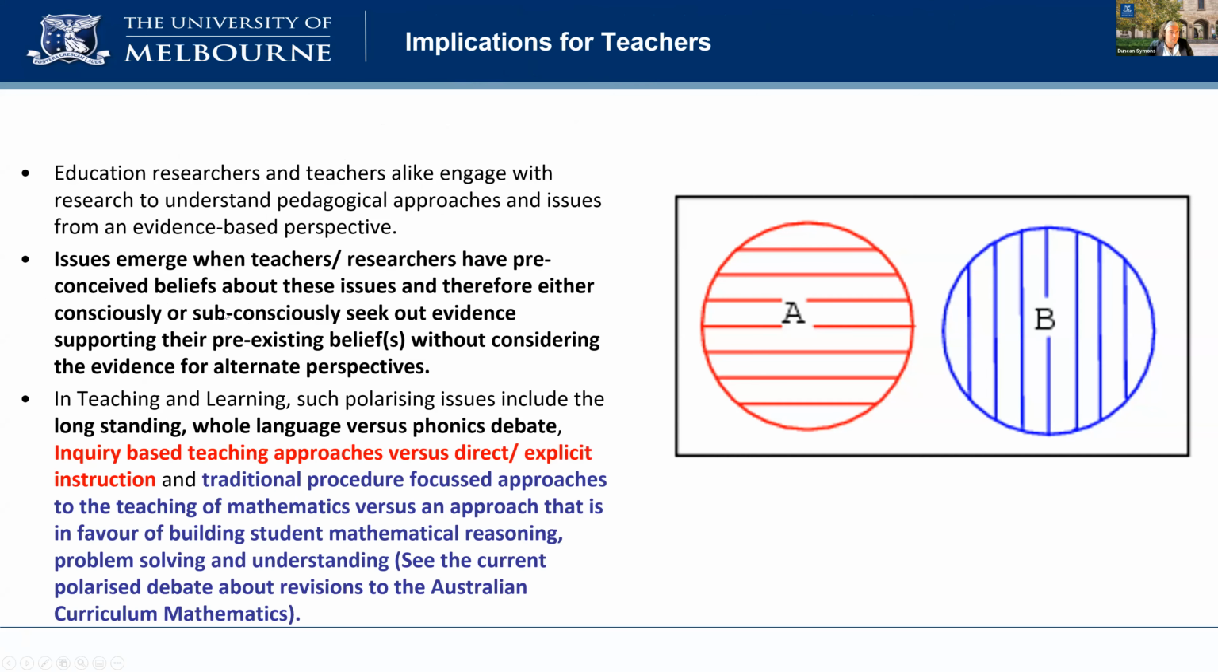Whoop, I think we'll move past that one. Oh, actually, no, this is probably pretty important. I just wanted to point out some of the polarizing views that we see, things like whole language versus phonics debates, inquiry-based teaching versus direct explicit instruction. In maths, we see traditional procedure-focused explicit and direct instruction versus problem solving and reasoning-based approaches. What we don't see enough of is that all of these approaches have value, but we need to be thinking about how we best balance these.